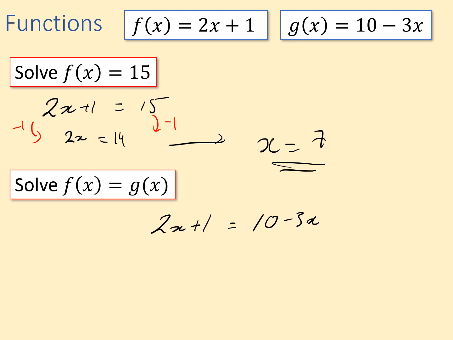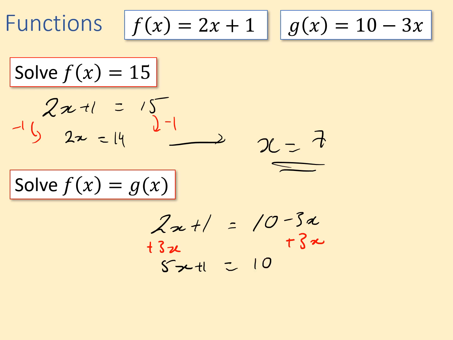So I'm going to choose the smaller number of x's. Well, I've got 2x and negative 3x. Negative 3x is less, and it's a negative value, so I'm going to deal with that. The way we get rid of that from the right-hand side is to add 3x to both sides. So on the left-hand side, I have 5x plus 1 equals 10.